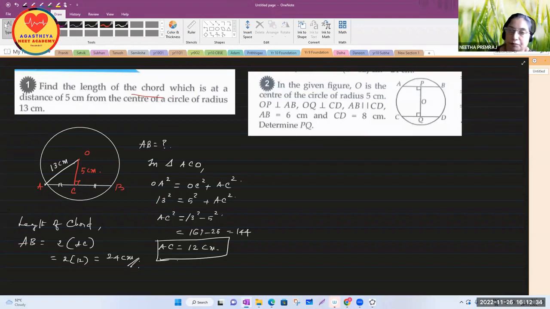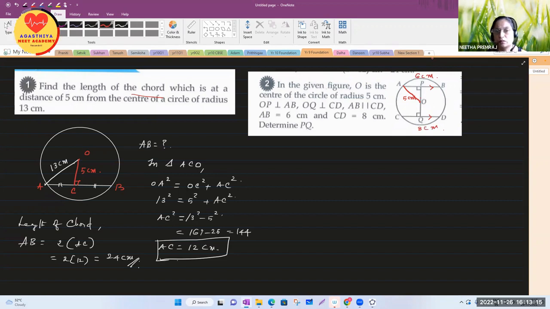In this, the figure is given. In the given figure, O is the center and the radius is 5. See, whatever is given, you try to mention it in the figure. So this is 5 centimeter. This is 5 centimeter. And OP is perpendicular to AB. And OQ is perpendicular to CD. And AB is parallel to CD. AB is 6 centimeter, it's given, and CD is 8 centimeter.